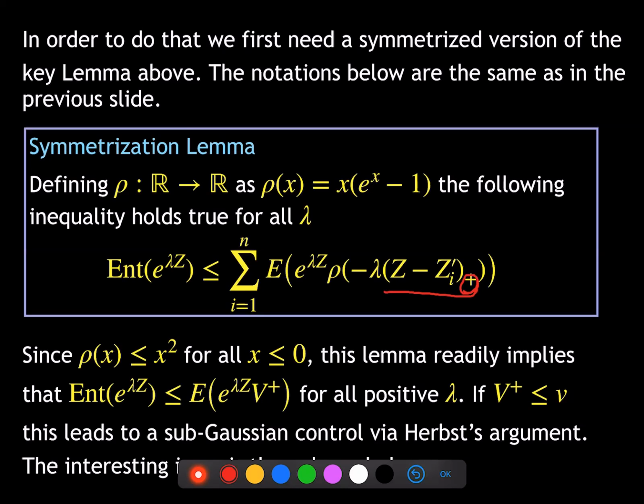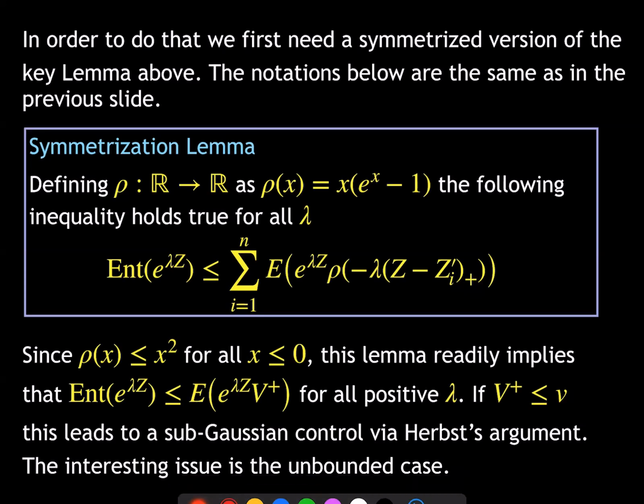So of course, if this V plus is less than a constant, you end up with Herbst's argument and it's over. But now what we want to do is something which is more subtle. Do not use the fact that V plus is less than a constant, but imagine that V plus can be random itself and try to link the moment generating function of Z with the moment generating function of this V plus, just starting from this inequality here.